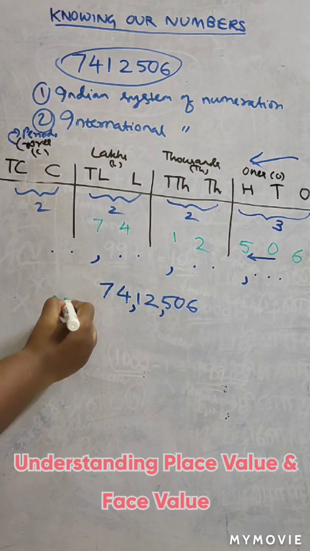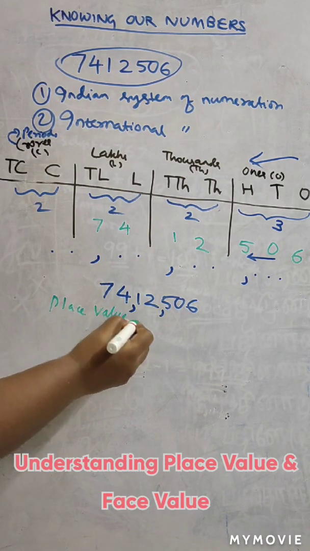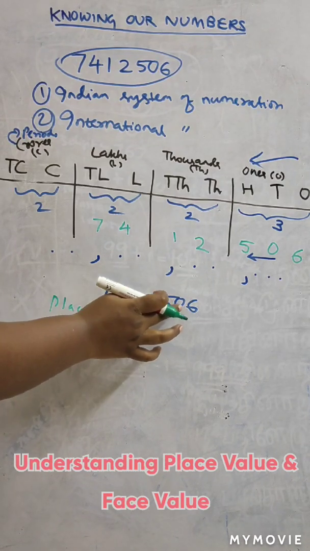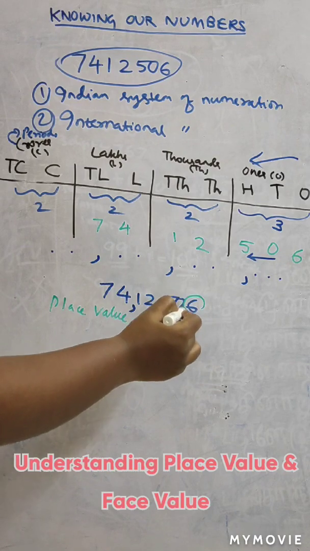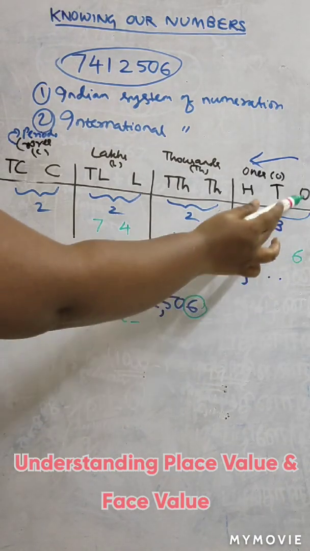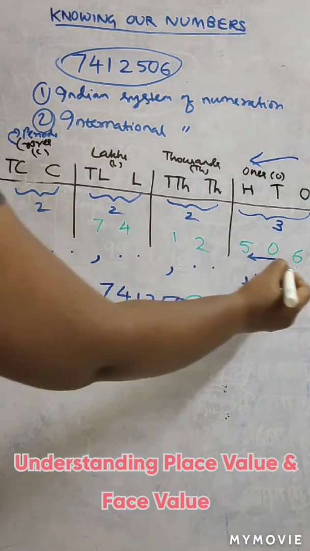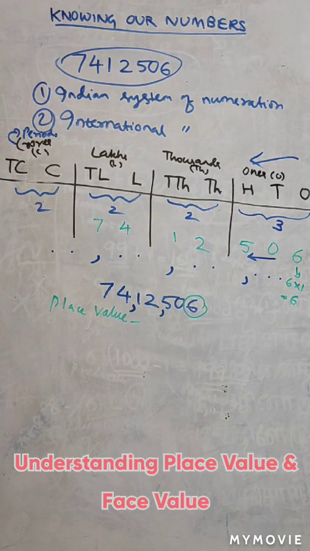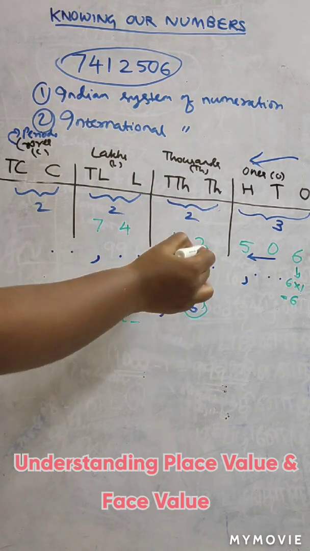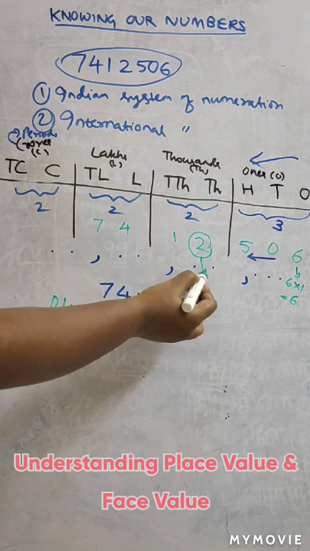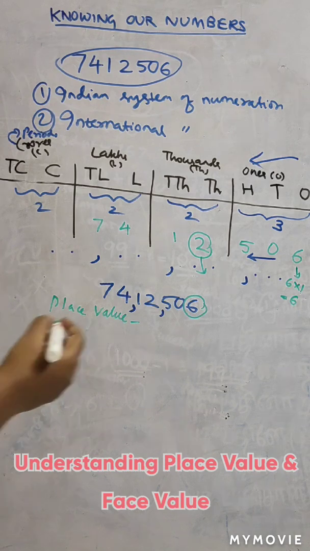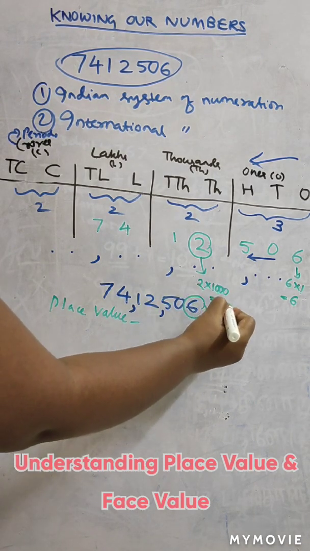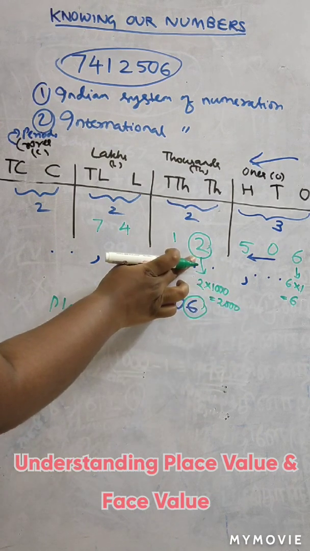741256. If somebody asks the place value, what is the definition of place value? The place value of a digit in a number depends upon the position of that digit in the given number. If I say the place value of 6, 6 is in the ones place, so the place value of 6 is 6 into 1, that is 6. Now if I want to find the place value of the digit 2 in the given number, 2 is in the thousands place. So I'll have to multiply 2 with 1000. So the place value of 2 is 2000.